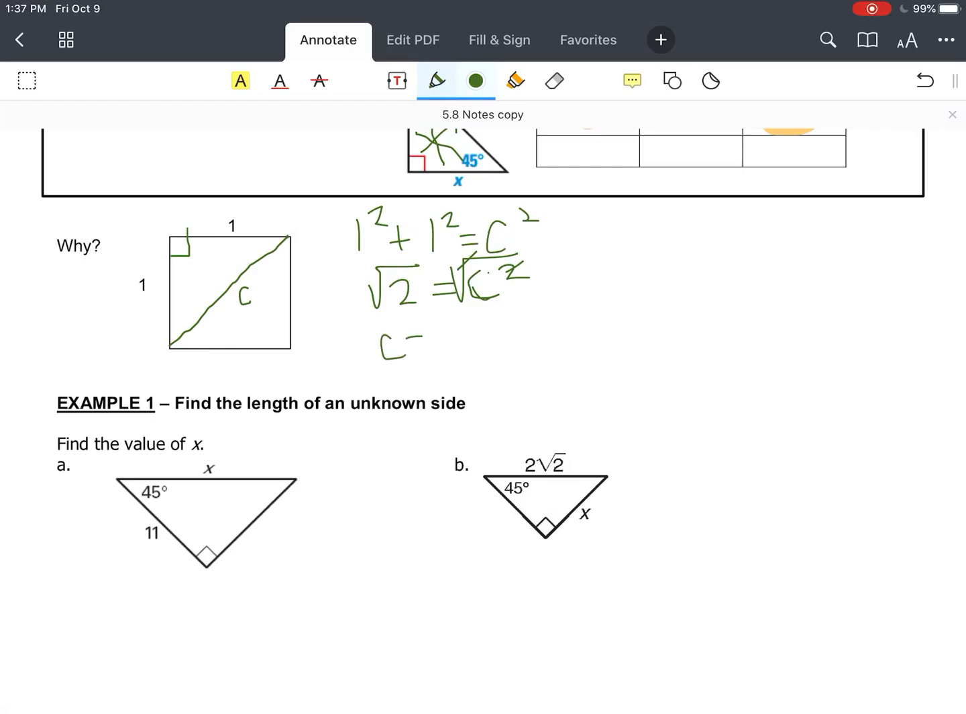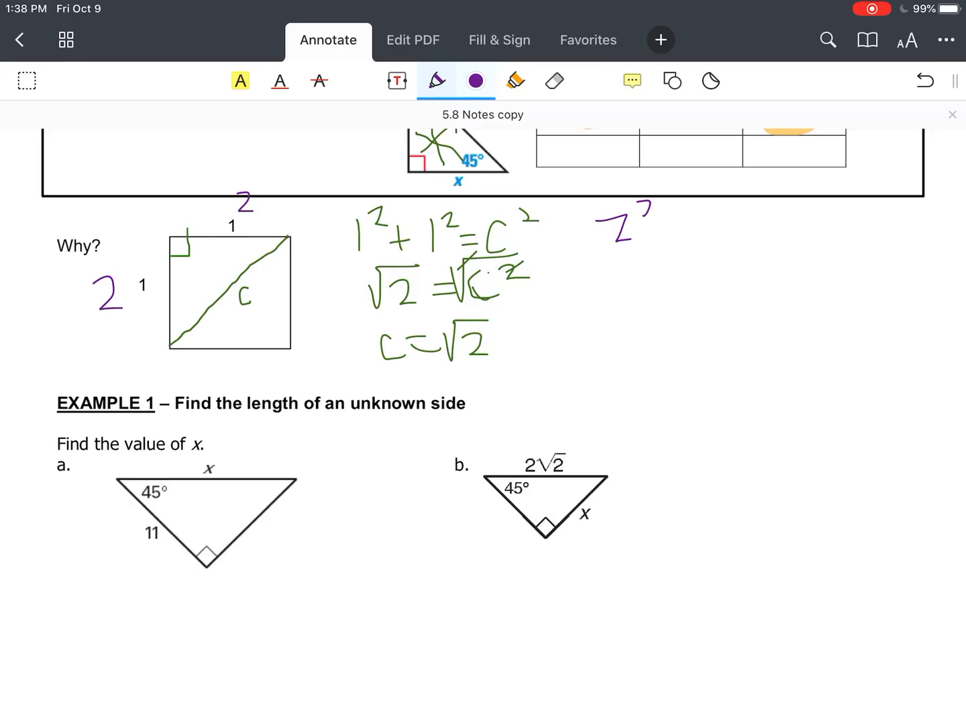Well, when I do that, the square root of 2 is not a whole number. It's going to be a decimal. It's an irrational number. So I could just say c is root 2. So I would get 1, 1, and then root 2 for my c. Well, root 2 is the same thing as 1 root 2. So that's our first pattern: 1, 1, 1 root 2.